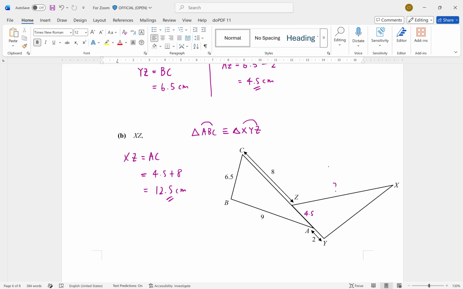So this is how you do congruency questions. Write down the side that you want to find, and then look at the congruency statement to find the corresponding side in the other triangle or the other figure. And then after that, focus on the diagram and see whether the length is given or not.